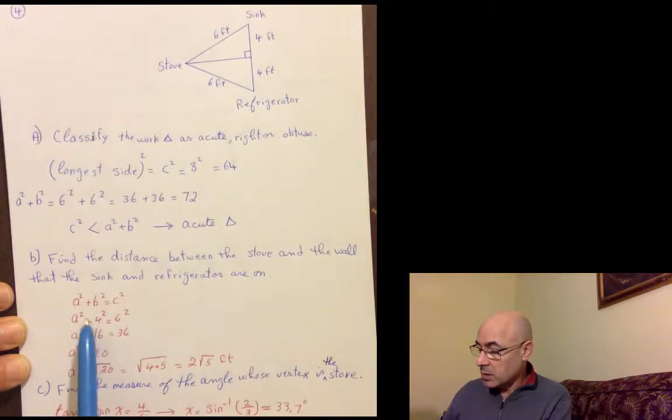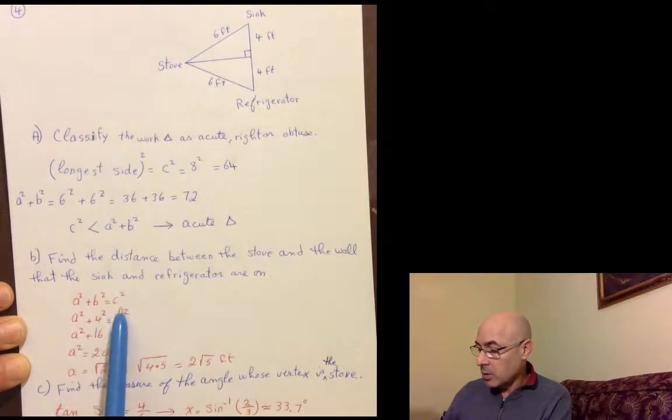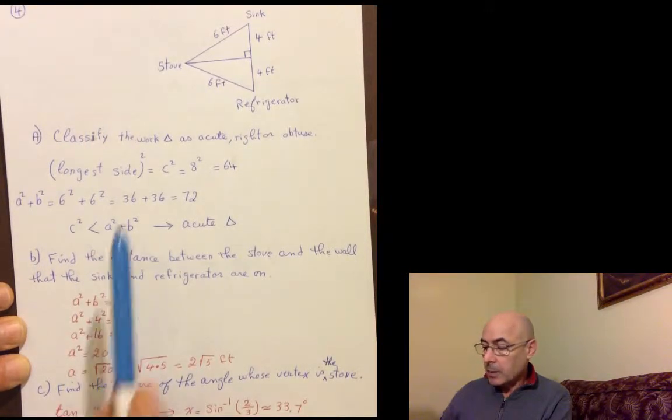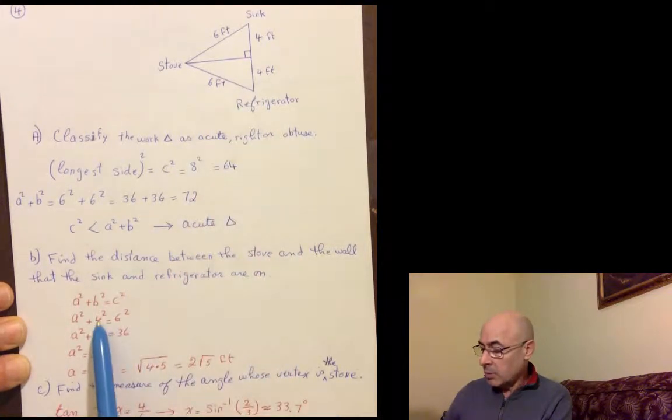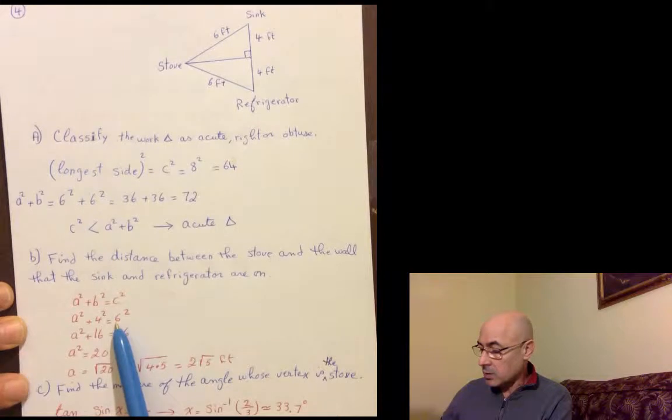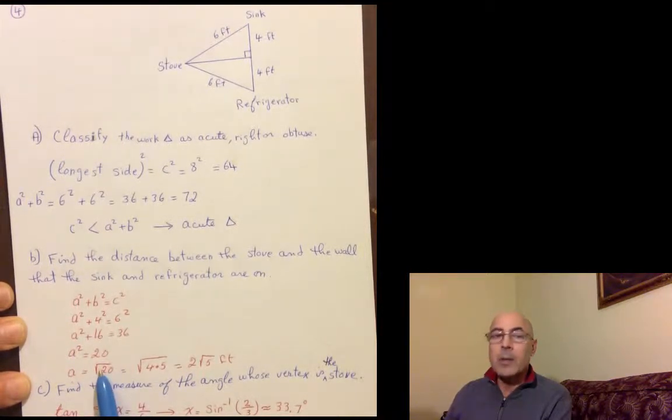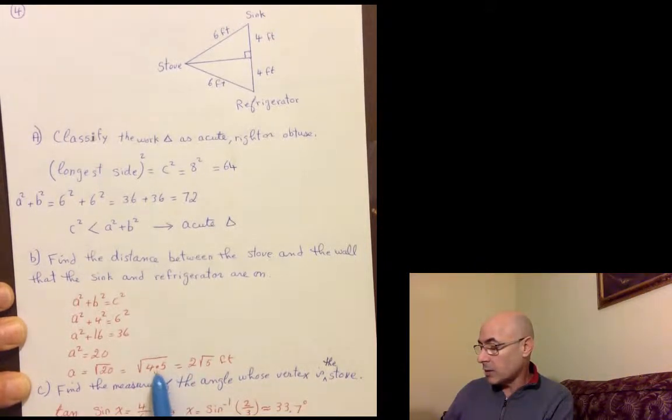So I'm going to be using a squared plus b squared equals c squared. 4 could be the b. So a squared plus 4 squared equals hypotenuse squared, 6 squared. a squared plus 16 equals 36. Subtract 16, you get a squared equals 20. So a equals square root of 20. We can simplify square root of 20 because 20 is 4 times 5. 4 has a square root, which is 2. 5 has no square root, stays inside the radical. So it's 2 multiplied by square root of 5.